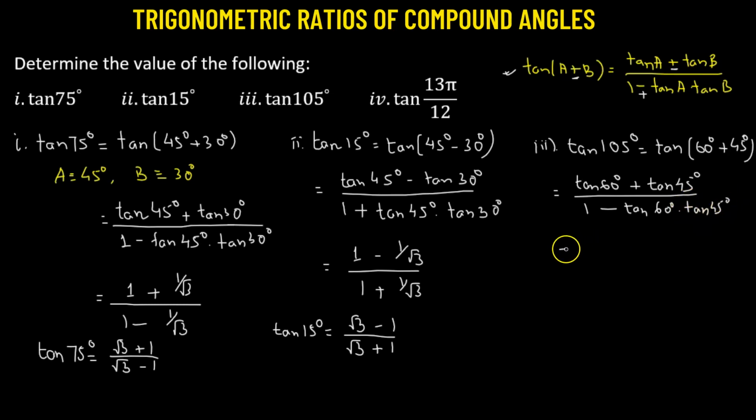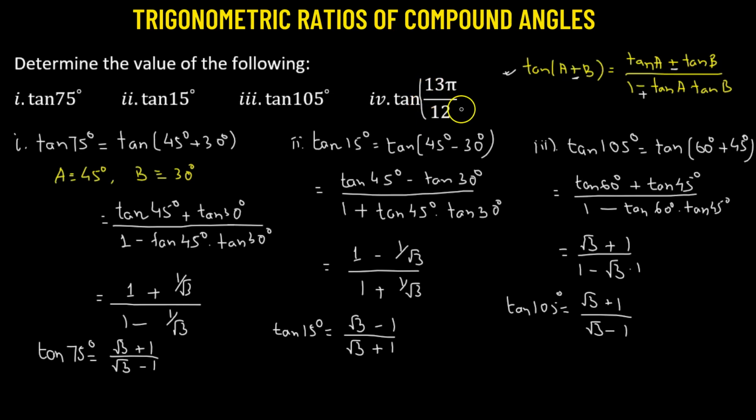The tangent of 60 degree, that's a standard value, square root of 3. Tangent of 45 degree, that's 1 whole divided by 1 minus tangent of 60 degree, that's square root of 3 times tangent of 45 degrees, that's 1. Rewriting it, we get square root of 3 plus 1 divided by square root of 3 minus 1. So this is the value of tangent of 105 degrees. Right. So let's move on to the final one.